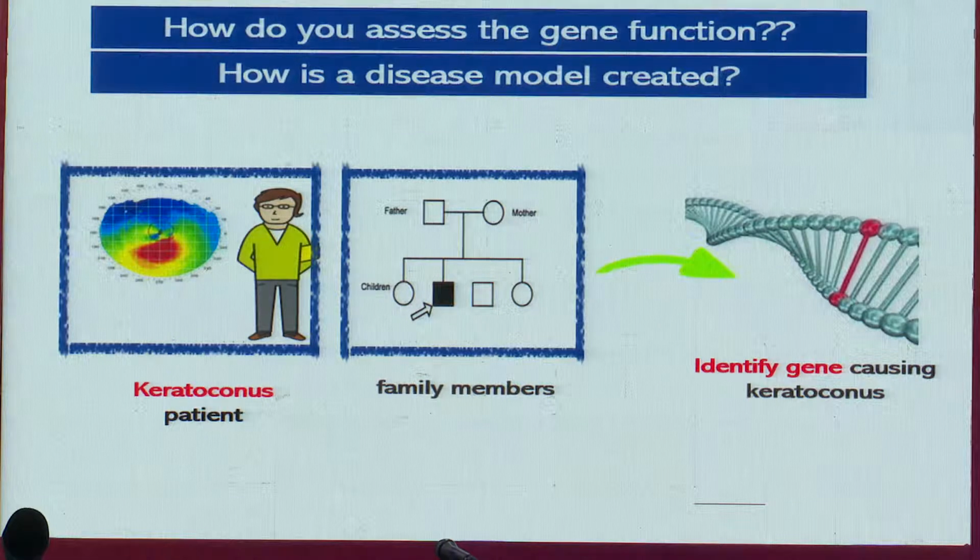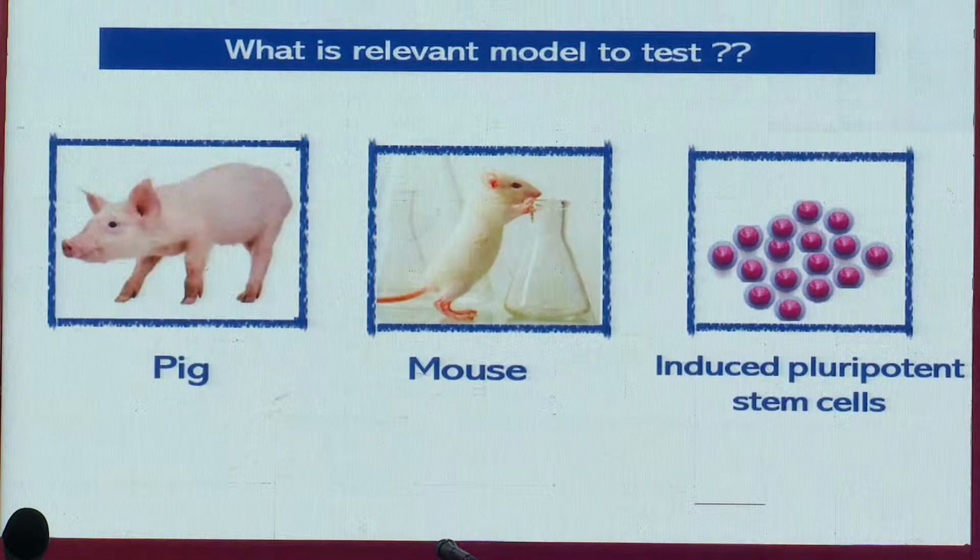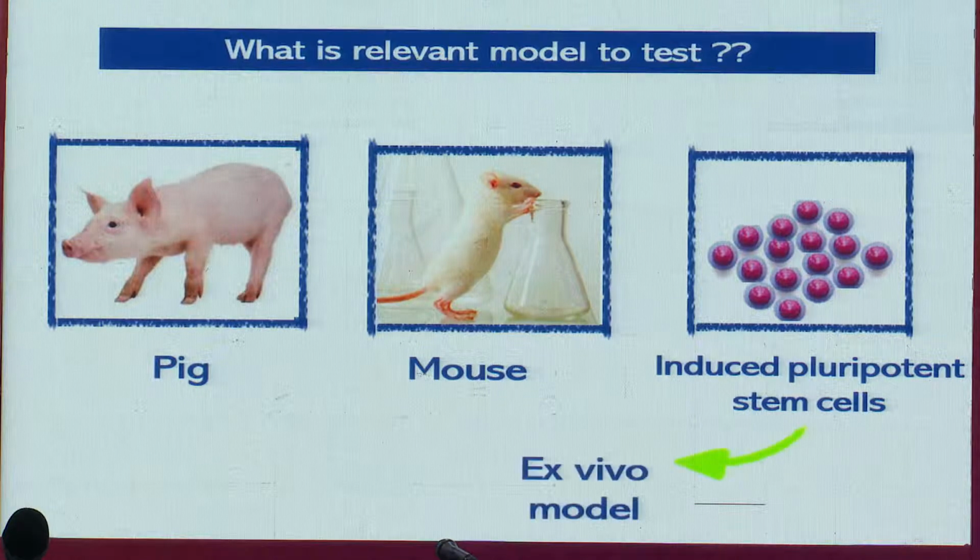So here is a simple model. I'll explain how a gene functions and how a disease model is created. If you can identify a particular gene in keratoconus, the relevant model to test is a mouse or a pig, or if you want to check ex vivo, it can be induced into pluripotent stem cells.